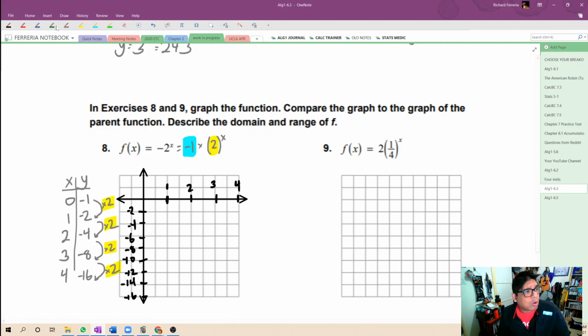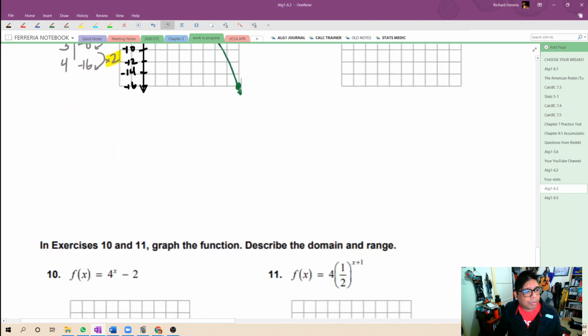Then we can graph our coordinates. So the first one is 0, negative 1. I'll have to estimate where that is, but that's okay. 1 and negative 2, 2 and negative 4, 3 and negative 8, and then 4 and negative 16. And then we just make a line to connect them all. Hopefully this line comes out pretty okay. Yeah, that came out okay. I like that. All right.